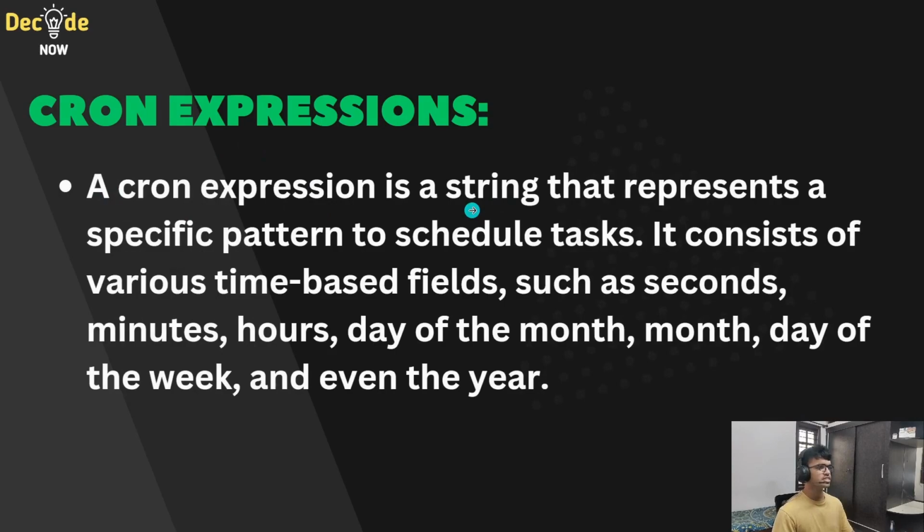A cron expression is a string that represents a specific pattern to schedule tasks. So basically, a cron expression is just a string which says at what specific time or time interval a particular job has to run. It consists of various time-based fields such as seconds, minutes, hours, days of the month, days of the week, and even the year. So basically it is a string which represents at what particular time or time interval a job has to run. And how is that defined? It is defined based on these time-based fields as we see here.